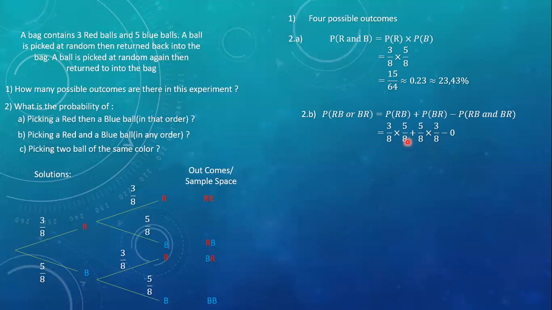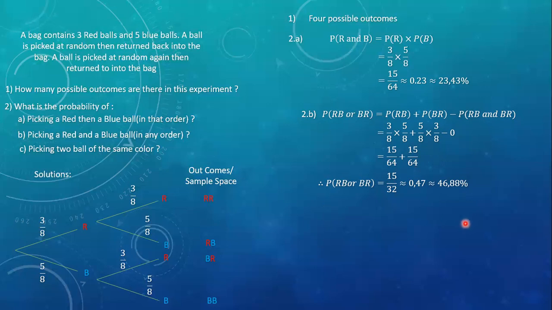Okay, now we plug into the calculator this 3/8 times 5/8, it will give us 15/64. The same applies here, we'll also get 15/64, and plugging all of that into the calculator, it will give us the probability of red, blue, or blue, red is 15/32, which is approximately 0.47 as a decimal and 46.88%.